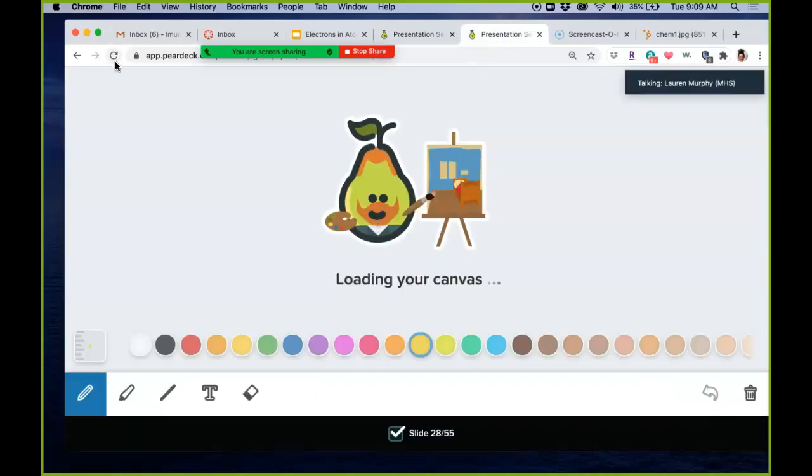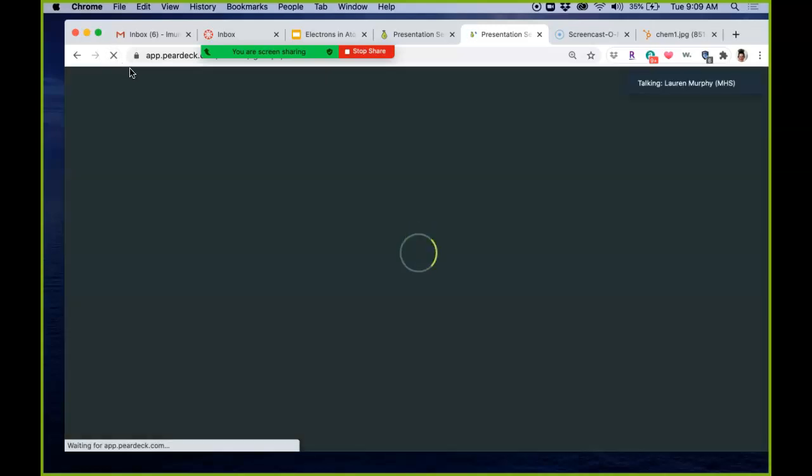Why is this not working? I need you to just remember, hopefully this will eventually end up loading.